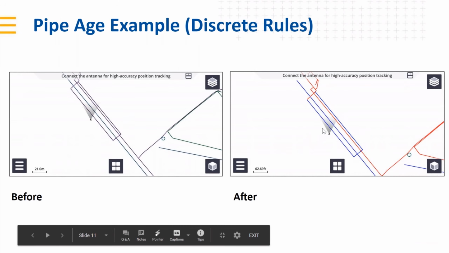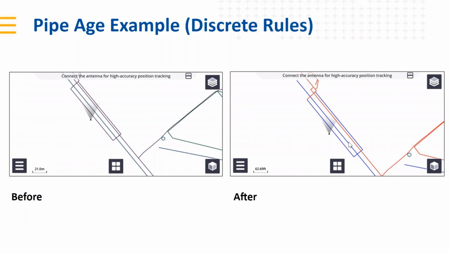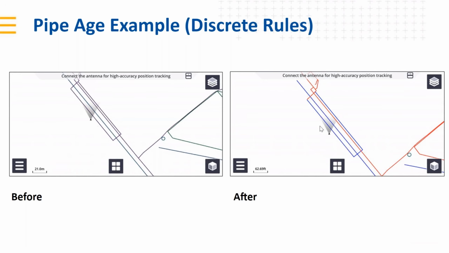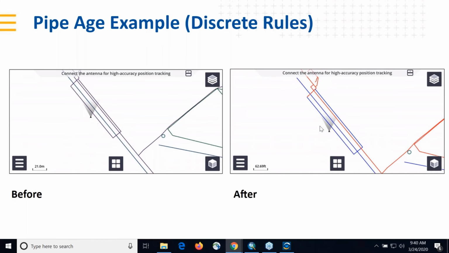Next up, this is the example of our pipe age attributes. What you can see here is because this was a discrete rule, it took precedence over all the other attribute and feature class rules. That's why these pipes are only blue and red. But what you can then see is the pipes used to be random colors, but now they are colored according to the value of their attribute function.